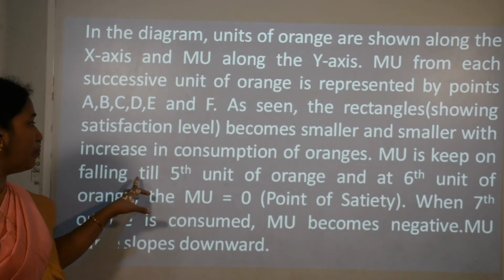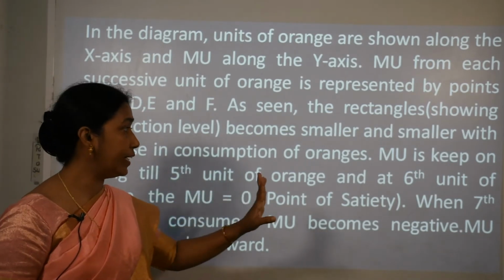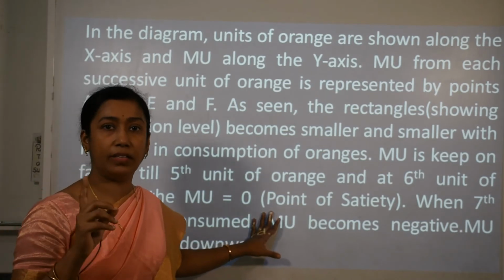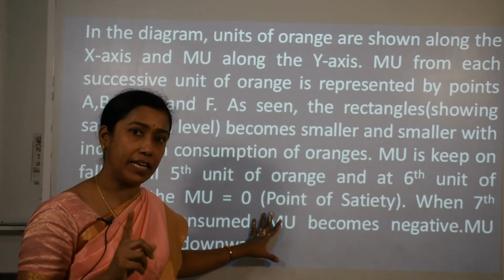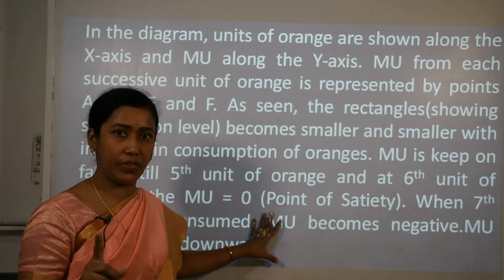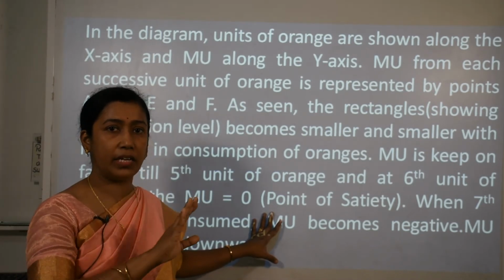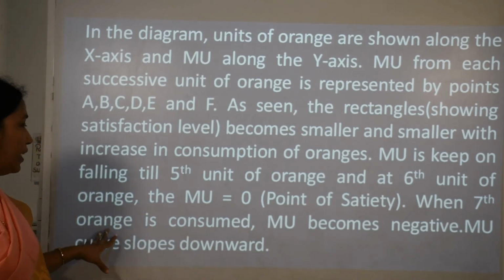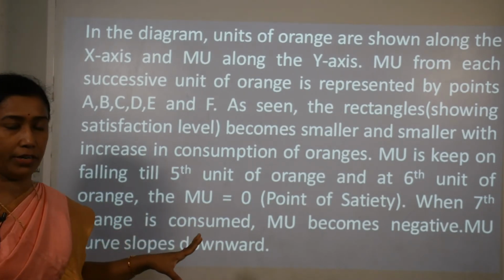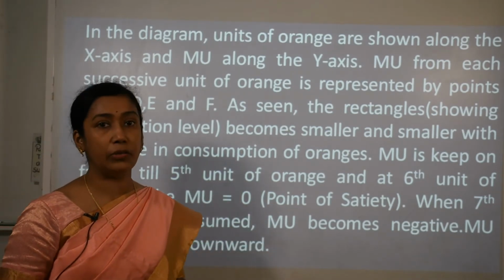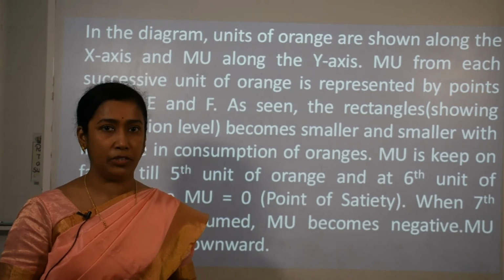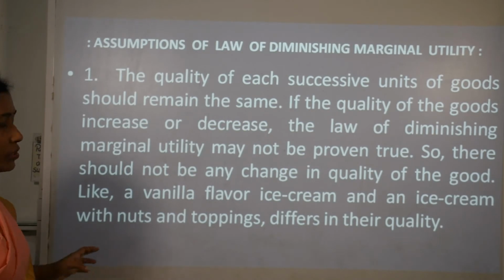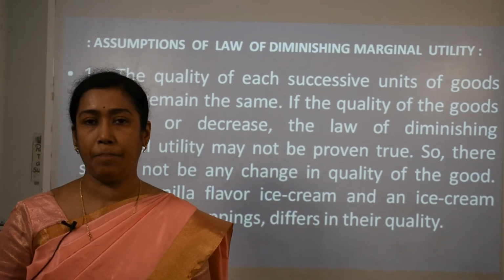Marginal utilities keep on falling till the 5th unit of orange, and at the 6th unit of orange the marginal utility becomes 0, and that point will be called the point of satiety or point of satisfaction. That means at that point the satisfaction is all over, it is 0. When he forcefully eats the 7th unit of orange, the marginal utility becomes negative, that is disutility, and because of this the curve slopes downward.